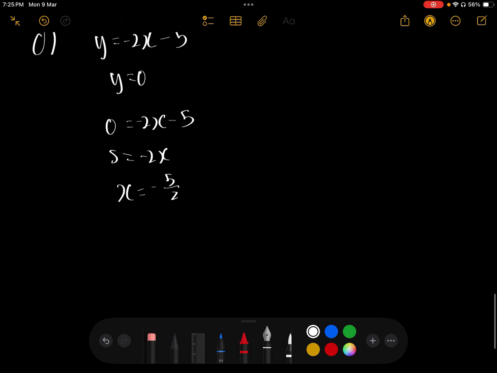So what do you have now? You have your coordinate where it cuts: negative 5 over 2, and y-axis 0. All right.